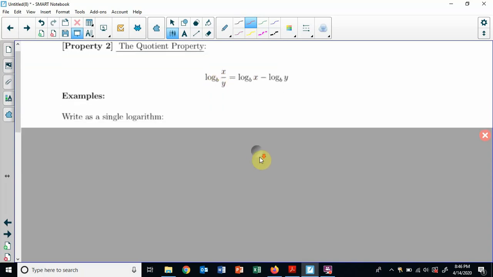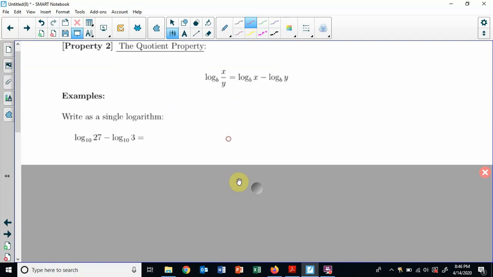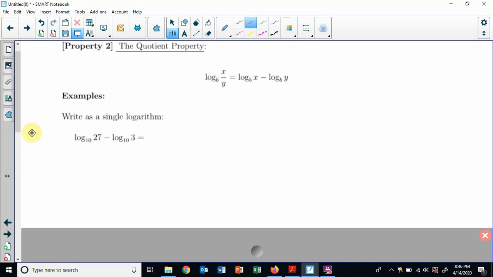Two examples. This one says write as a single logarithm. So they notice what's the big key? They have to have the same base. Now what operation's happening in between them? Just in case I was mean and put an example that did not match. It's a subtraction. So that means I can squeeze these logs, because they have the same base, into a single log. And the relationship between the inputs, 27 and 3, will be a division.